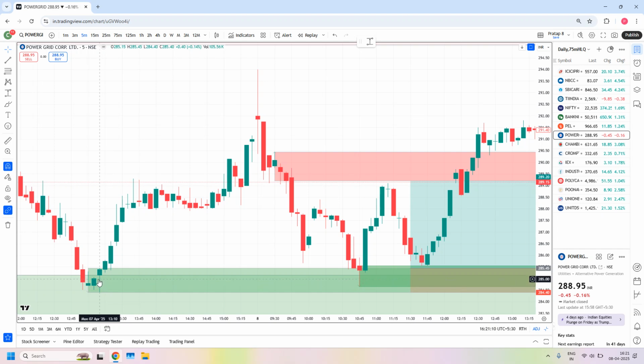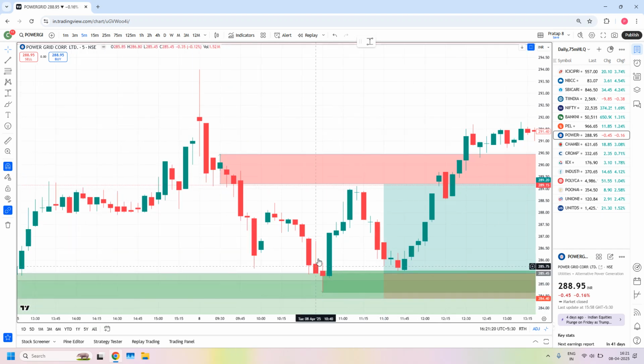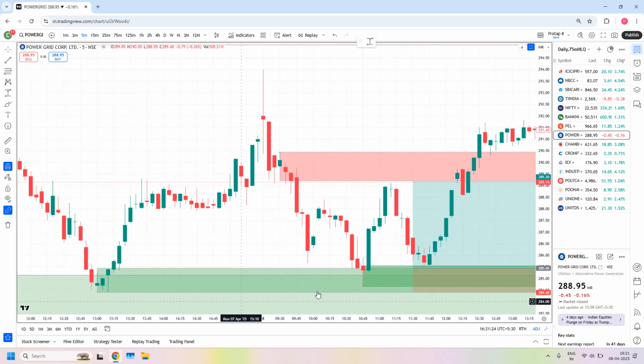If anybody drew it like this, I am not fully convinced with it. This is a leg out candle, so that's why I didn't plan anything. But today, you know what happened? At 10:40, again within this 15-minute zone, a 5-minute zone was created, a drop base rally. And this is the area we can plan in the next retracement.